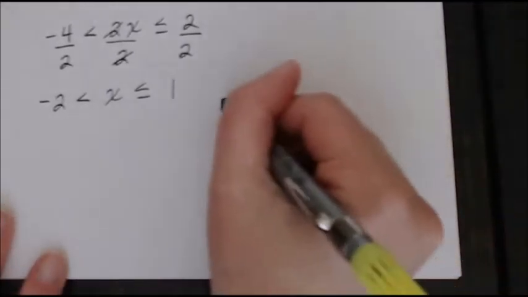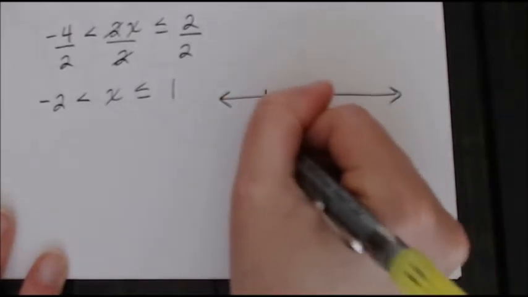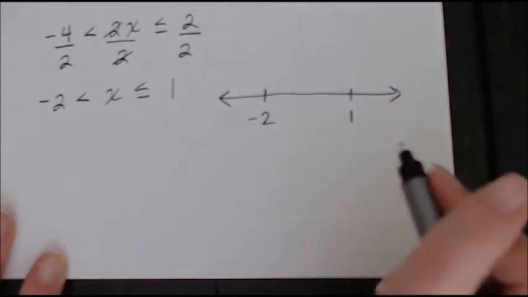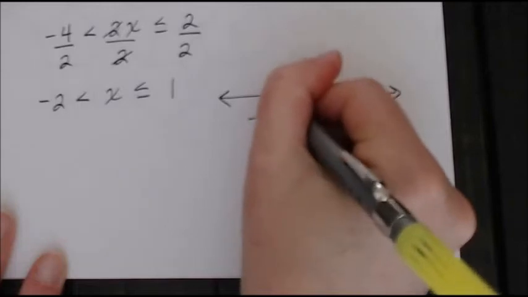Let's go ahead and do a number line. So I have a lower bound of negative 2, an upper bound of 1, and I did not want to include the negative 2, so I'm going to put a parenthesis on that end.